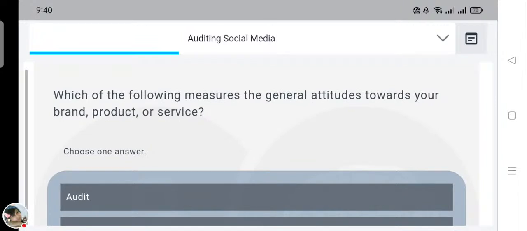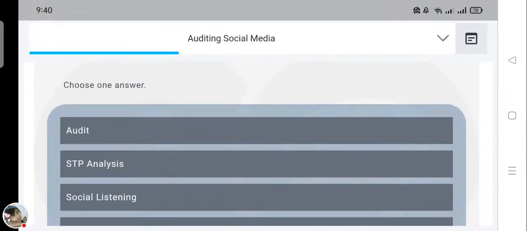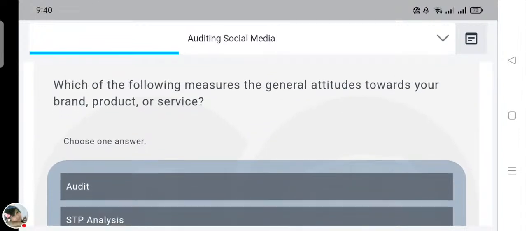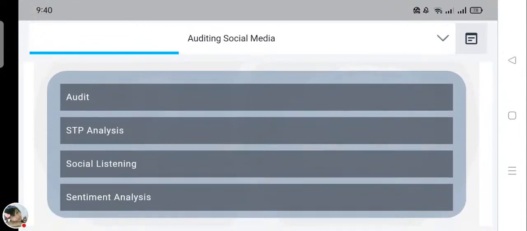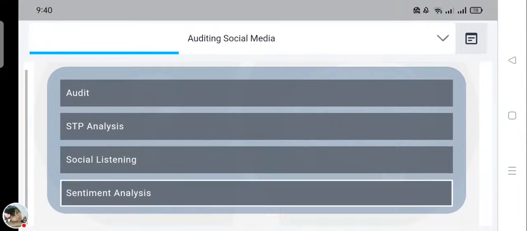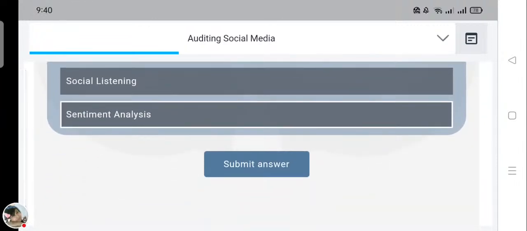Which of the following measures the general attitudes towards your brand, product, or service? Sentiment analysis.